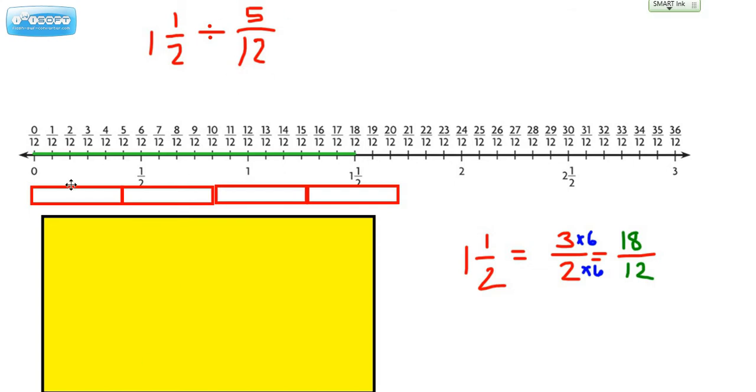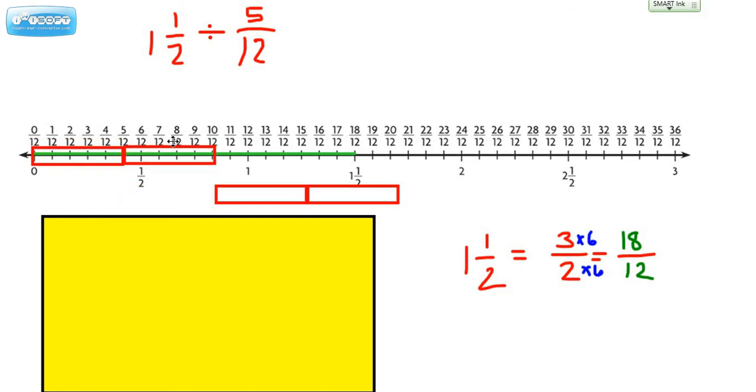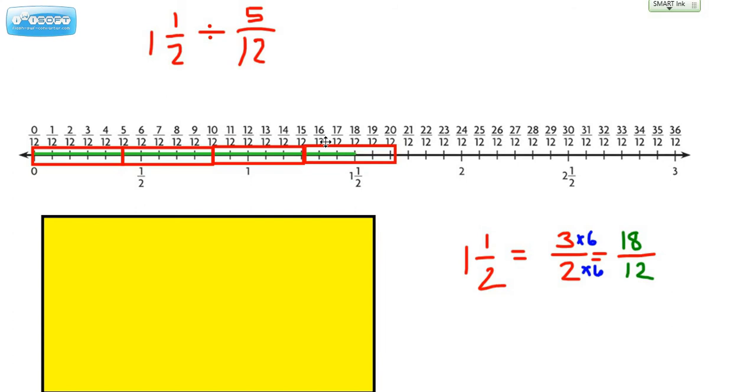So let's take a look at what 5/12 looks like. This box represents 5/12. That's a group of 5/12 right there. So far we're at 1. Here's another group. Now we have 2. Here's another group. Now we have 3. And we didn't quite make it to 4. So it's going to be 3 and a little more. 3 and something. 3 and something over something.